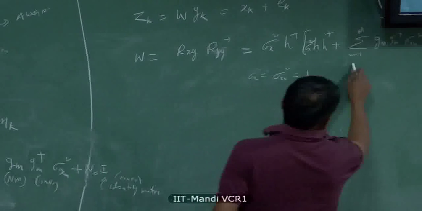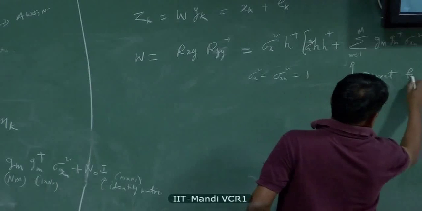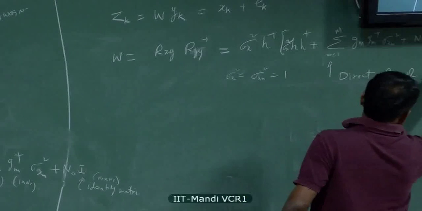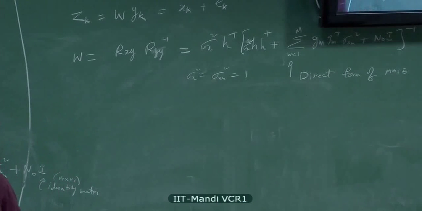If you just work out the MMSE, this is what you get. You can implement the receiver. So what is it that you need to implement this receiver? Can you tell me? You need the knowledge of H. You have to estimate it.